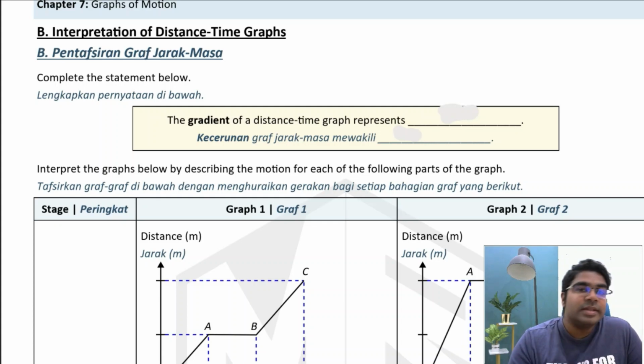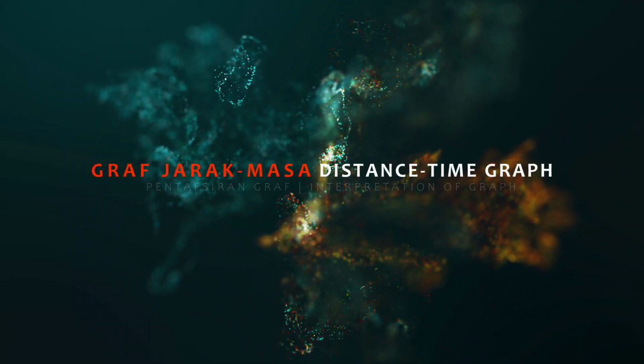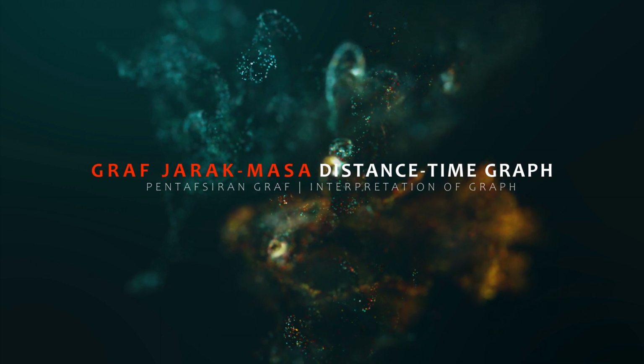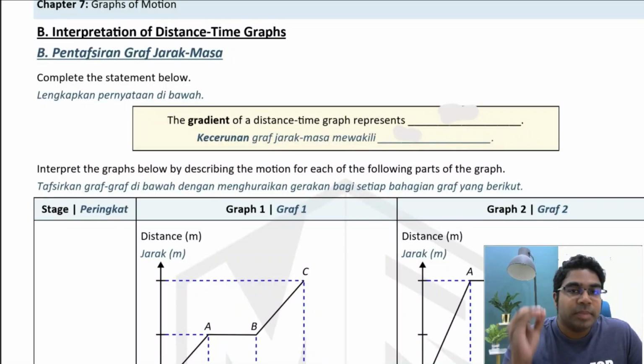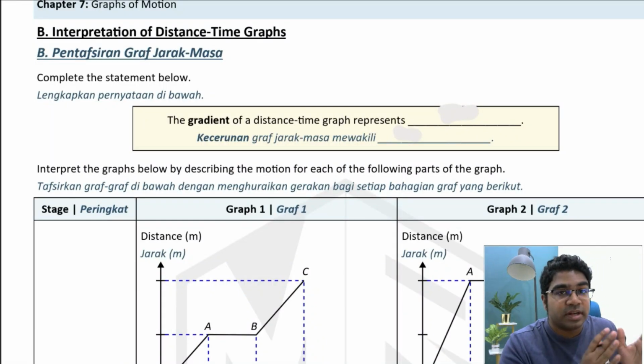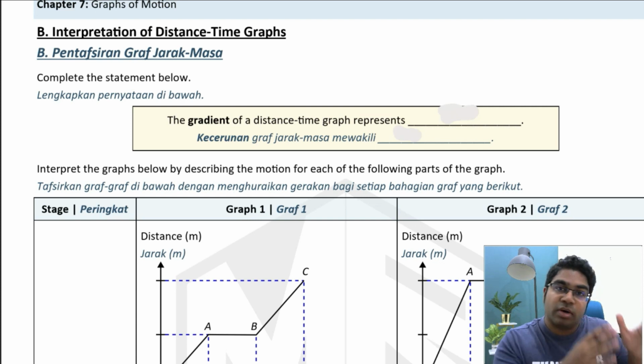Dalam video ini, kita akan buat tajuk graf jarak masa. We are going to do the topic of the distance time graph. Tapi dalam video ini, fokusnya pada pentafsiran graf. In this video, we'll be focusing on the interpretation of the graph.